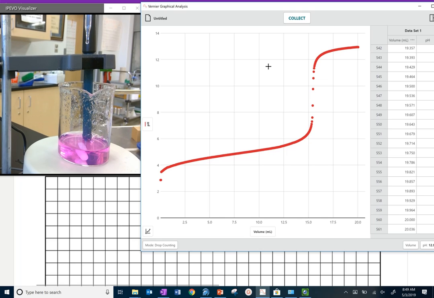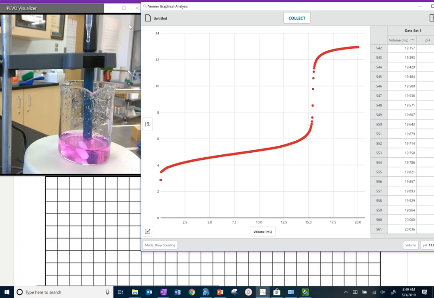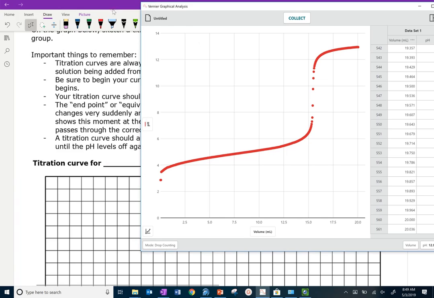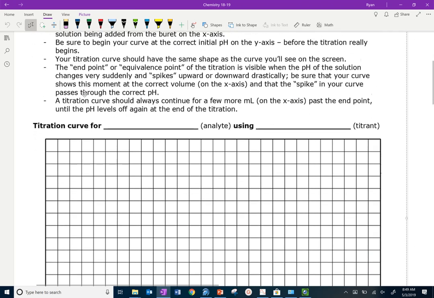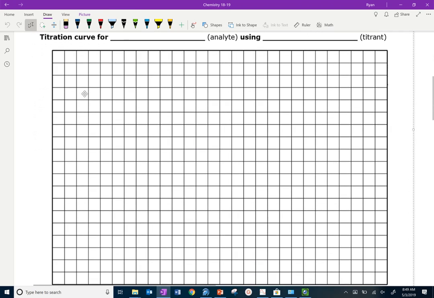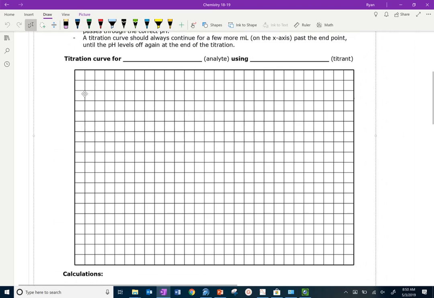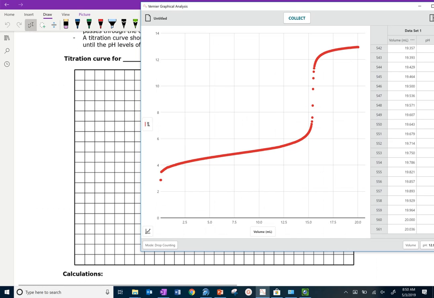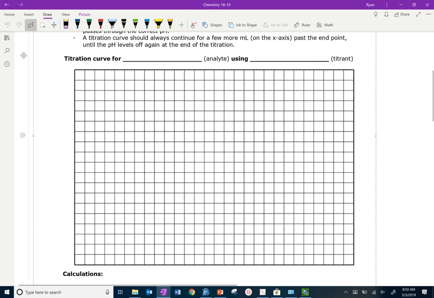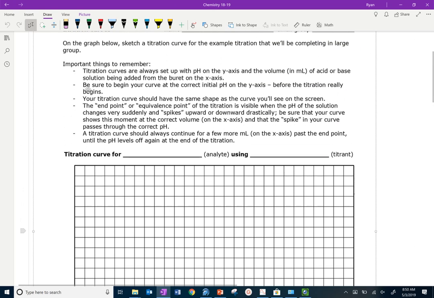Here's what I want you to do. I'm going to minimize my video here for a minute and go back to our graph. On this page or on another page of graph paper, if you don't have this page, we want to sketch out approximately the same curve that you see here. Okay, so this is our titration curve. And again, the notes on this page will remind you of the things that you want to do.